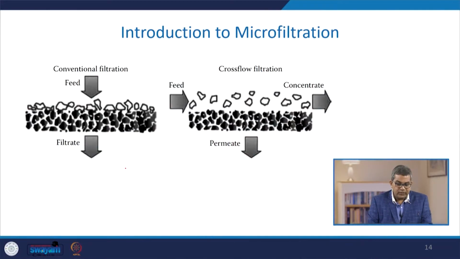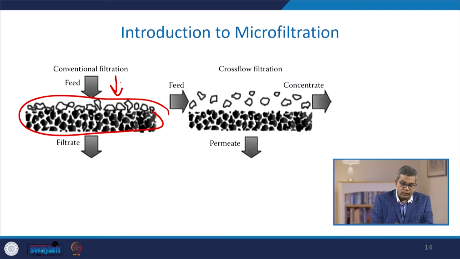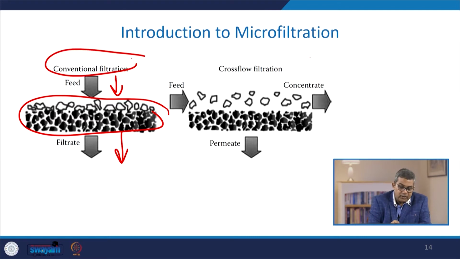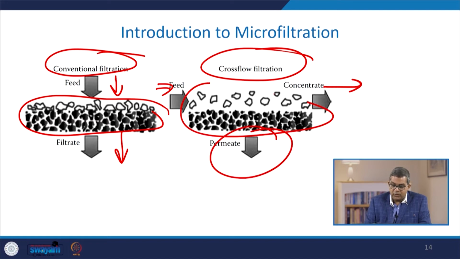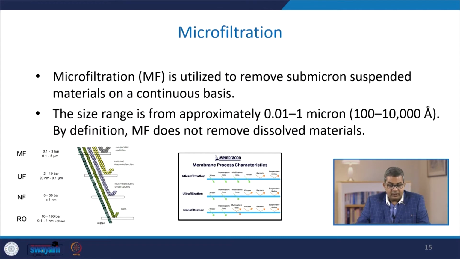Now, here you see the conventional filtration. Here this is the membrane, you are supplying the feed over here and the filtrate is coming out. Whereas this is the cross-flow filtration, where the feed is supplied and the concentrate is coming out, and the permeate over here. So, this is your filtering media or filtration media.